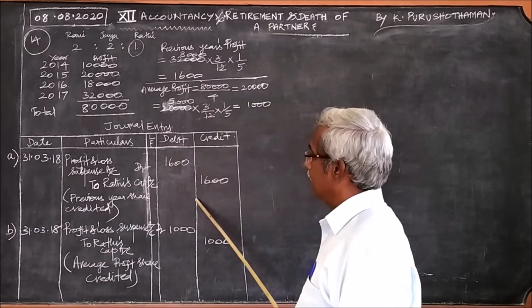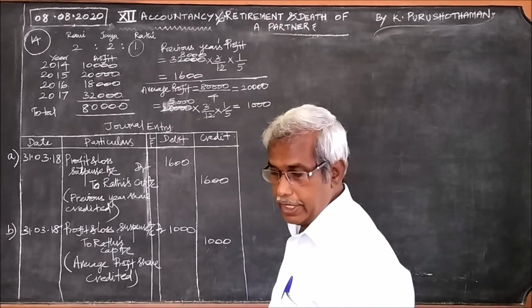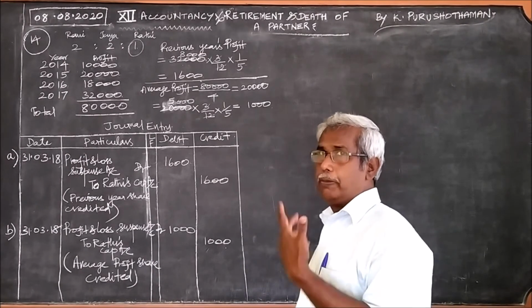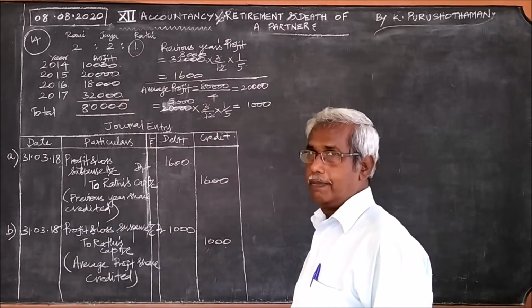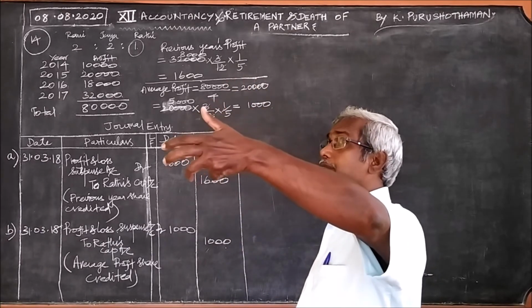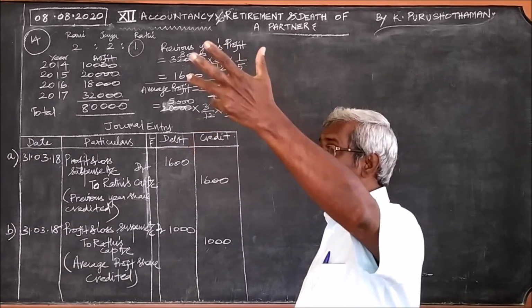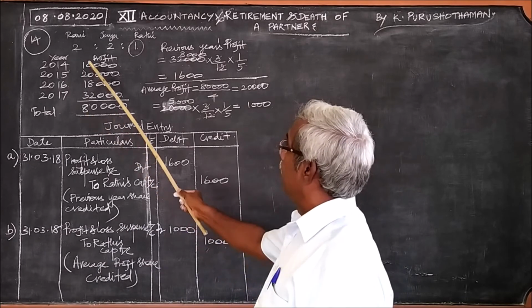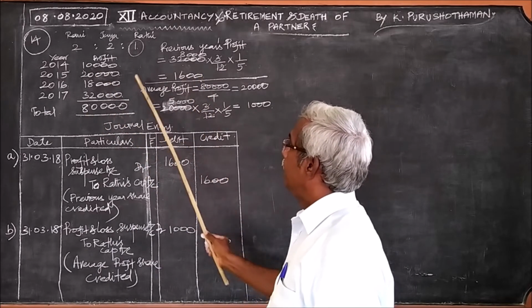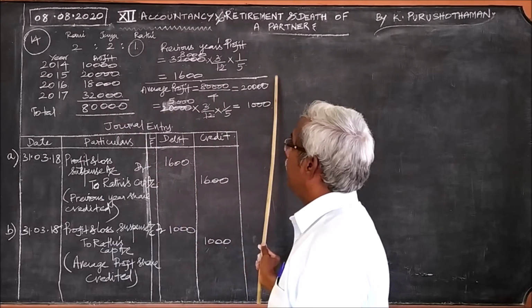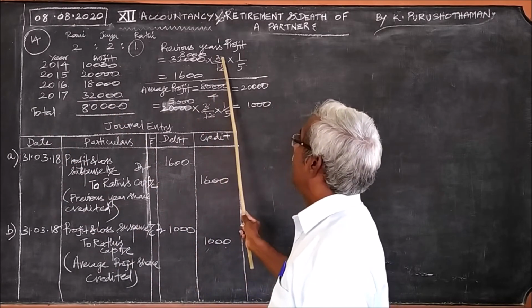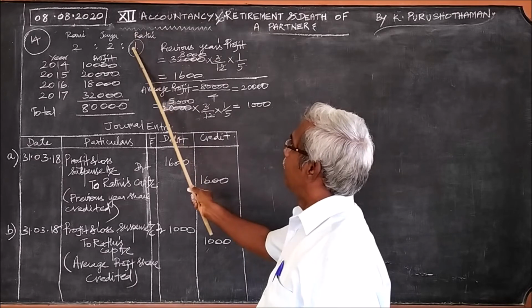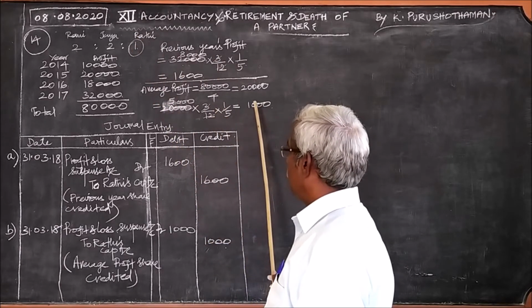So 1,600. Then the next question: profit is to be distributed on the basis of the average profit of the past 4 years. In the previous question they said previous year, but now it is the average profit of the past 4 years. The total profit is 80,000. Average profit for 4 years, you divide by 4, that is 20,000. Because she is retiring on 31/3/18, 3 months, 3 by 12. Her share is 1 by 5. If you simplify, you will write 1,000.